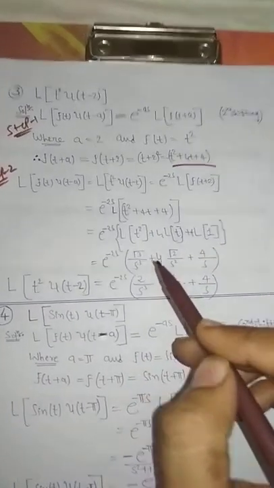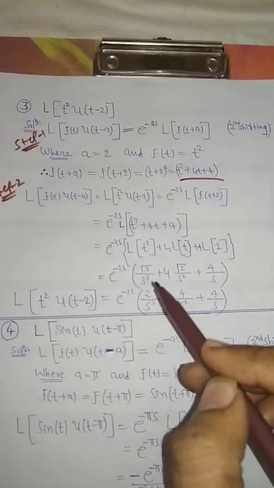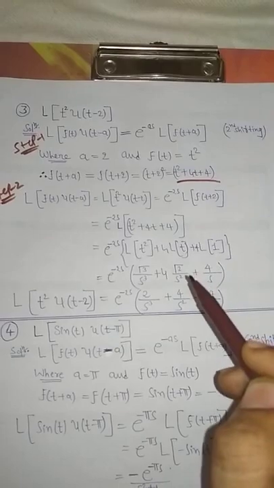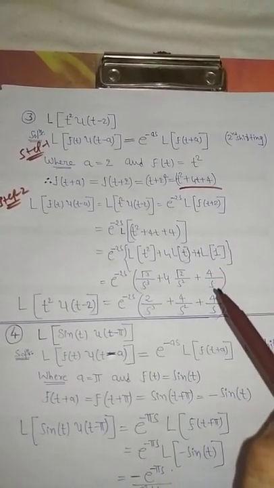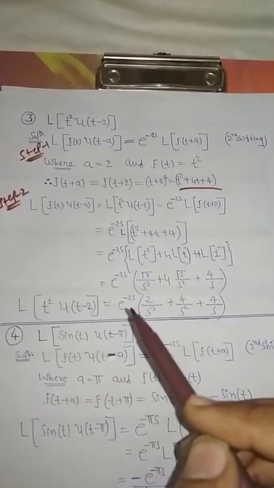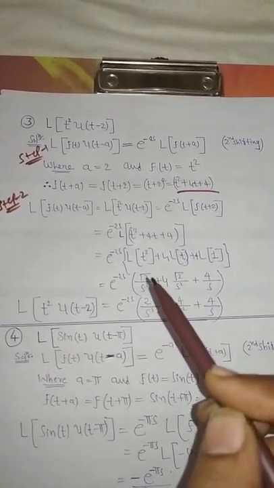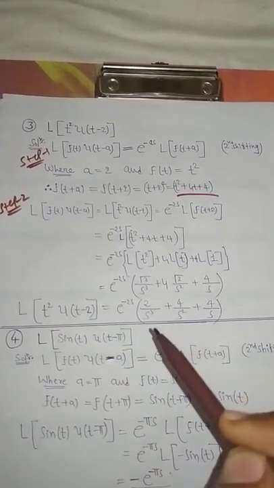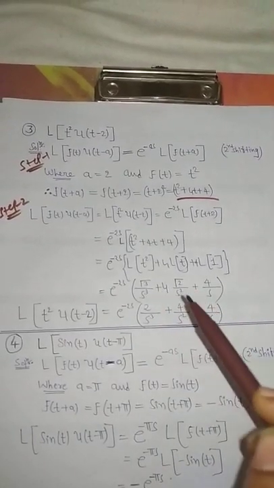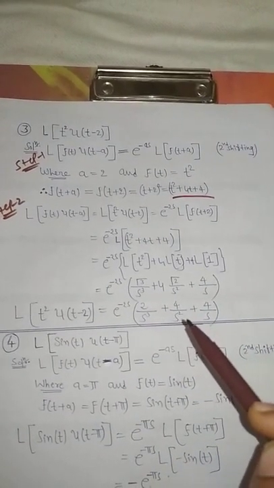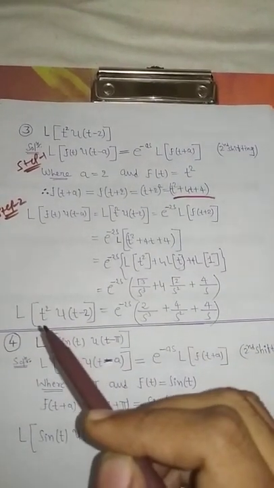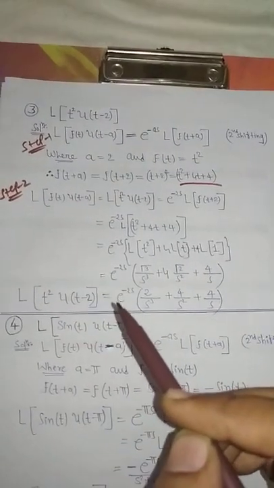Laplace of t square is gamma 3 upon s cube. 4 Laplace of t is gamma 2 upon s square. We increase the power by 1, and Laplace of 1 is 1 by s. So finally t square unit step function t minus 2 equals e raised to minus 2s times 2, because gamma 3 is 2 factorial, so it is 2 upon s cube. Then 4 upon s square, because gamma 2 is 1 factorial, and 4 by s. So that is our Laplace of t square into unit step function t minus 2.